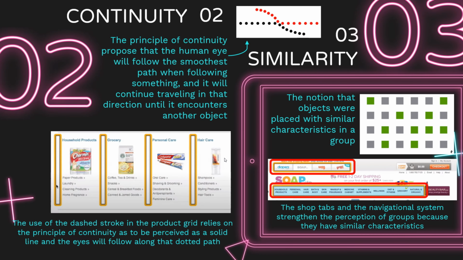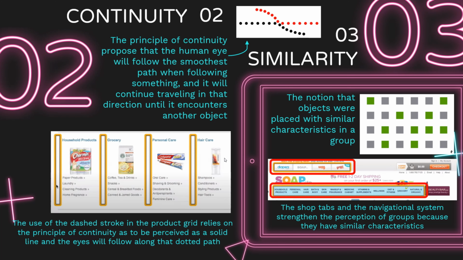Continuity. The principle of continuity proposes that the human eye will follow the smoothest path when following something, and it will continue traveling in that direction until it encounters another object. For example, the use of the dashed stroke in the product relies on the principle of continuity to be perceived as a solid line, and the eyes will follow along that dotted path.